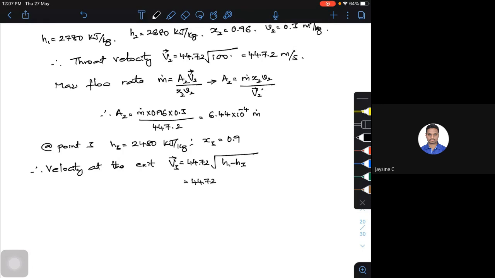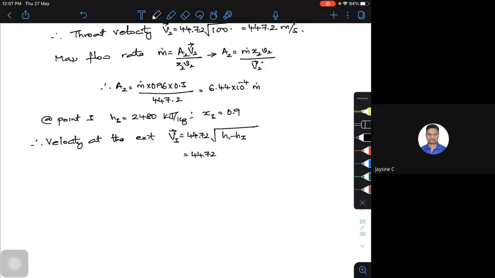For V2 also you add V1 square. So in that case, you have to use the formula V2 square minus V1 square divided by 2 is equal to H1 minus H2, or V3 square minus V1 square. So it is always with respect to initial velocities. Now the initial velocity is 0, so it's a straightforward formula.